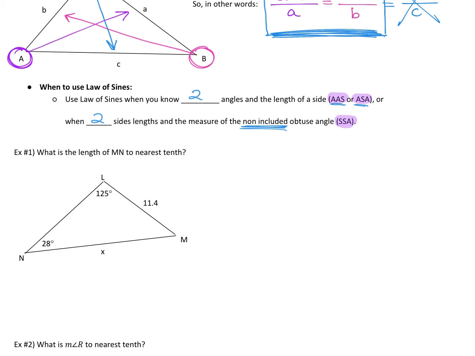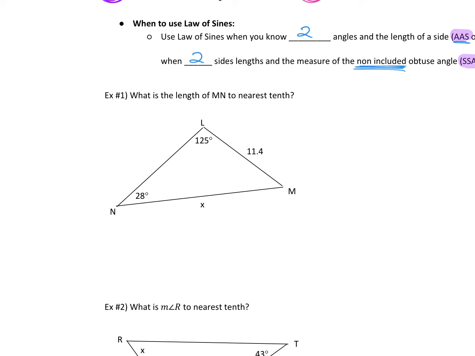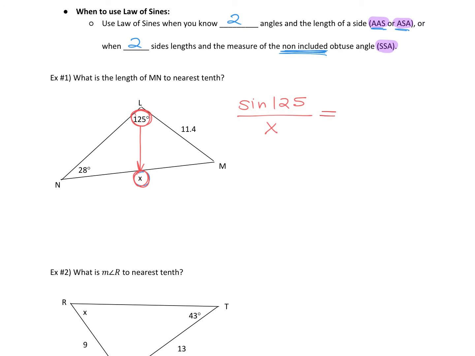So here's what we're gonna do. Example 1 here, it says, what is the length of MN? Okay, so MN is our x right here. We're looking for what is that length. Okay, now look at the information you've been given. You have an angle, and the side across from it is what we're solving for, right? So that's gonna be the sine of 125 over what? Over x, over the side across from it, equals, can anyone tell me what the other one's gonna be?